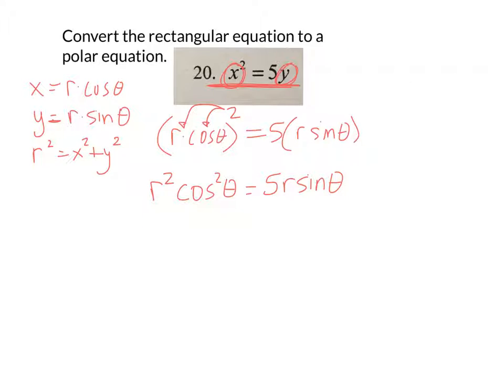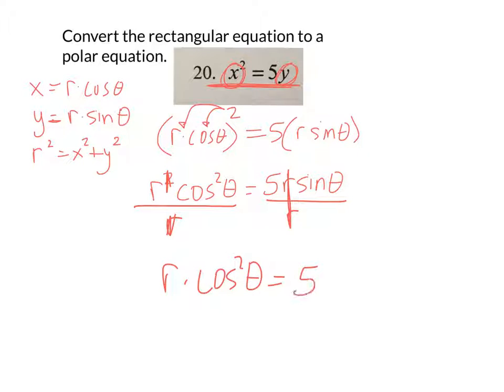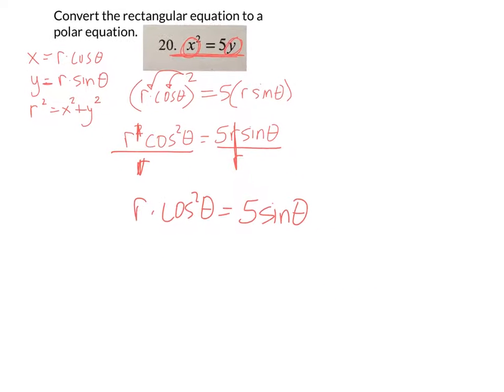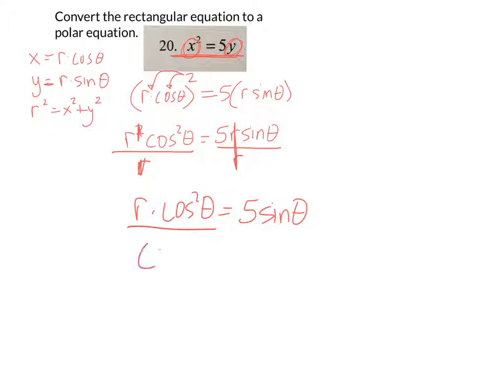So we have an r on one side and an r on the other, so we divide to get rid of those. So that cancels out this r. It only gives us one r over here. That's a good thing. So r times the cosine squared equals 5 sine. And now to get rid of this cosine squared, we divide both sides by cosine squared.